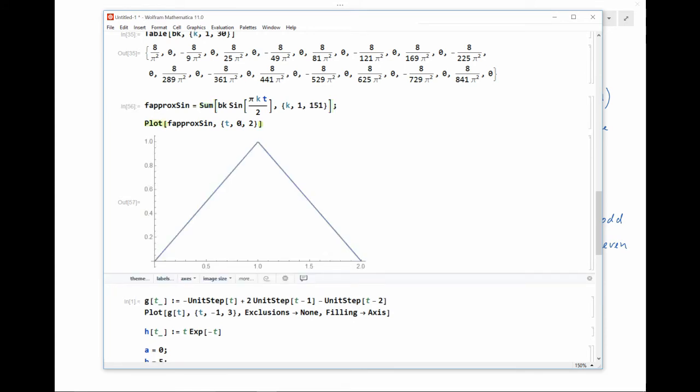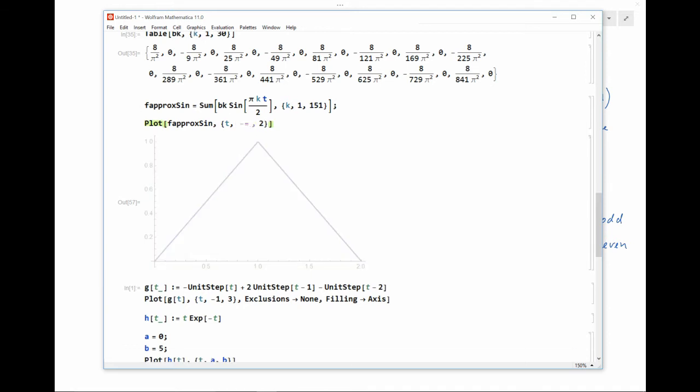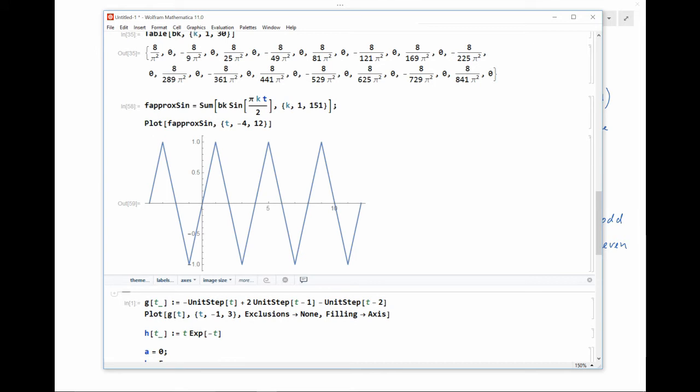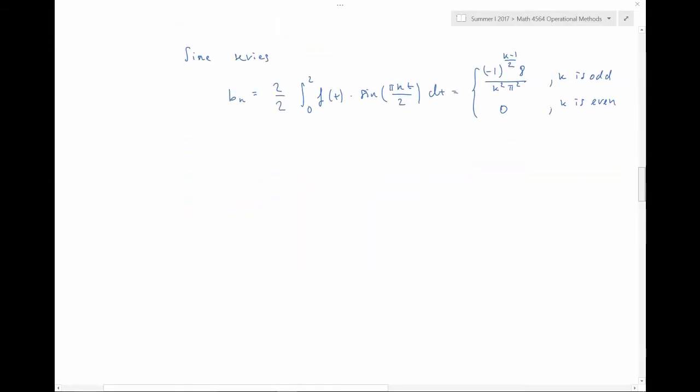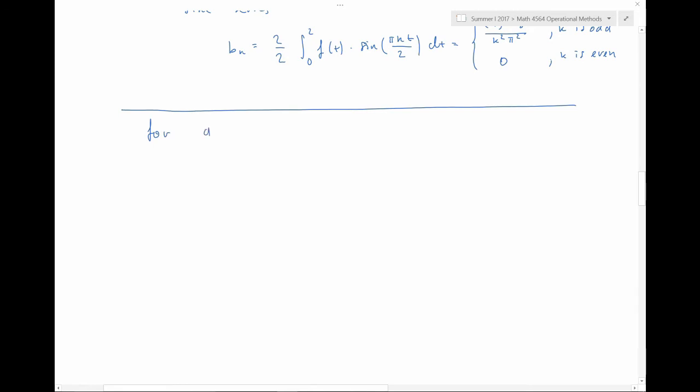If we look outside of the interval, then we see an interesting pattern: the function was flipped and turned around. We'll explore that later. Now let's turn our attention to the function g, which can also be considered as a function from L2 from 0 to 2.